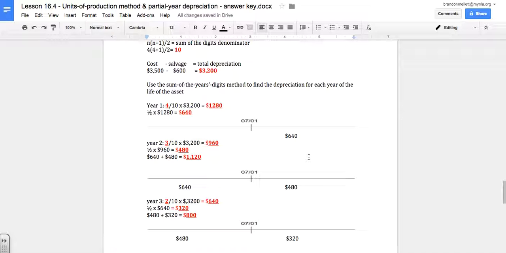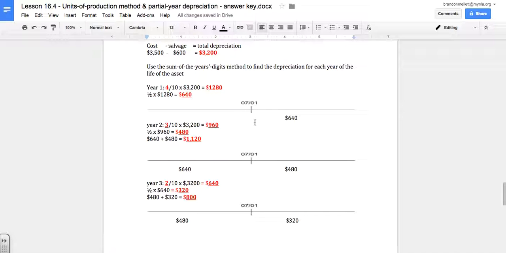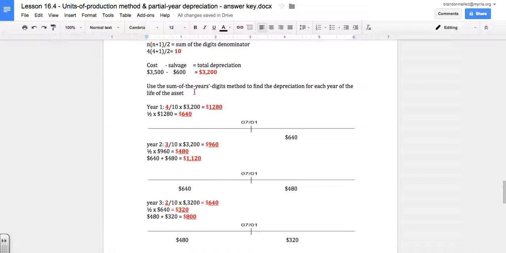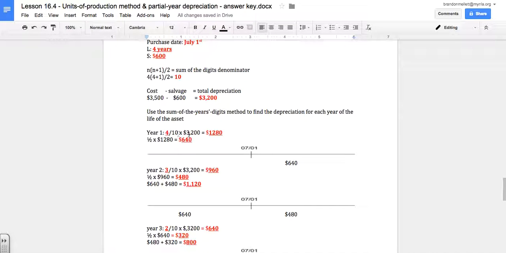Now it's time to start figuring out what would be the depreciation after each year. So it was purchased in July 1st, so that means we have a remaining 6 months throughout the year. So at the beginning of this timeline, if this represents January and this represents December at the end, we'd have July right in the middle. So what we do, as we did already in lesson 16.3, we would take our 4/10. 4 again is coming from the year of life. 10 is coming from the sum of the digits denominator. We would take that amount times our depreciation of $3,200, and we would get $1,280.